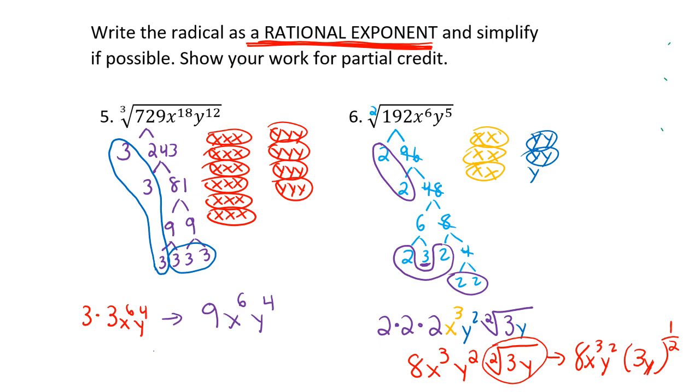And you might say, where did the 1 come from? Well, keep in mind that I can put parentheses around this and put a 1 here. So exponent is a 1 over the index of 2. And this would be my answer written in rational exponent form.